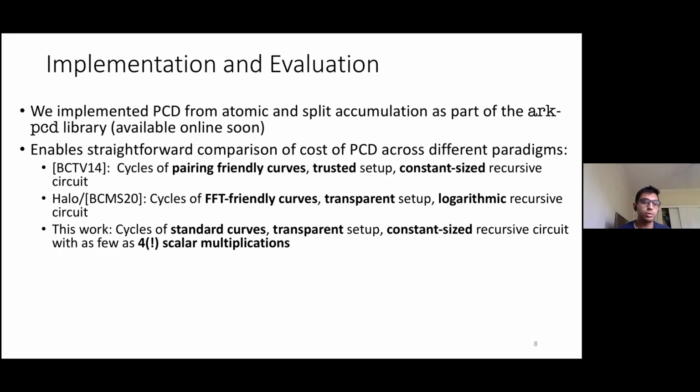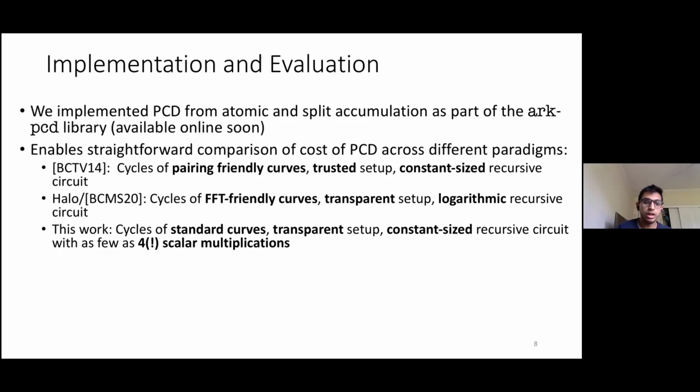And finally, we also have an implementation of the schemes from this work. Now this allows us to use cycles of standard curves, so you don't have to have any two-adicity requirement. What this means is that you can use cycles like the secp cycle. So this could be useful maybe for Bitcoin applications, right? There's a cycle involving secp, so you can maybe do some recursive composition or recursively prove facts about operations over secp, right? And we still have transparent setup, and now the recursive circuit is constant size. In particular, it has as few as 4 scalar multiplications, which is tiny.